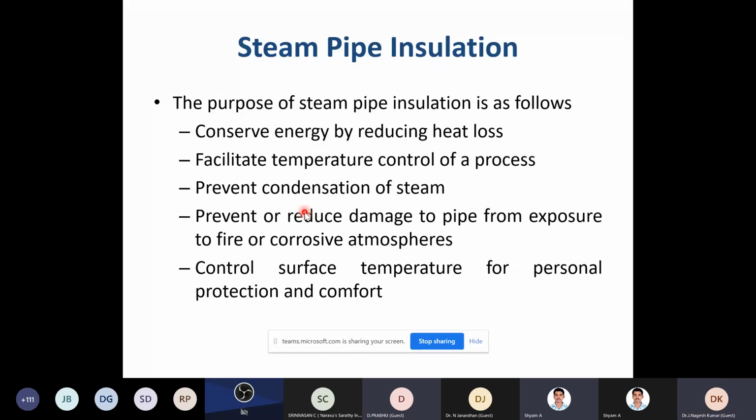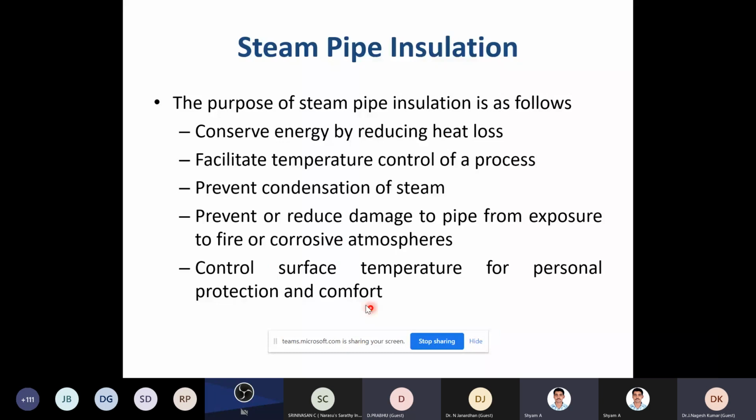Then, it prevents or reduces damage to the pipe from exposure to fire. So insulation also plays a role in protecting the pipe or the assets from fire and also from corrosive atmospheres. It doesn't allow atmospheric moisture to enter and corrode the pipelines. And it also controls surface temperature for personnel protection.